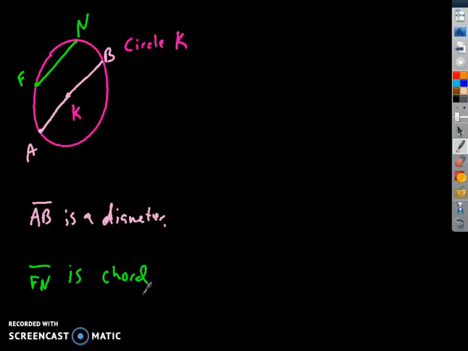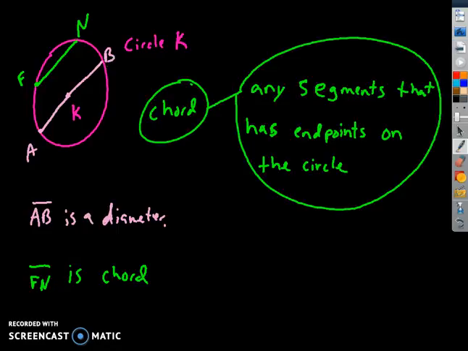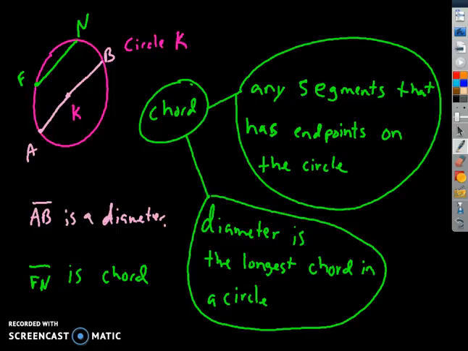Any segment that has endpoints on the circle is said to be a chord of the circle. So technically a diameter is a chord as well. It's just the longest chord of the circle. So any segment, no matter which direction it goes, we call a chord of a circle. That's the definition of a chord. Again, a chord is any segment that has endpoints on the circle, and by definition, a diameter is the longest chord you can possibly have inside a circle. Nice things to know going further.